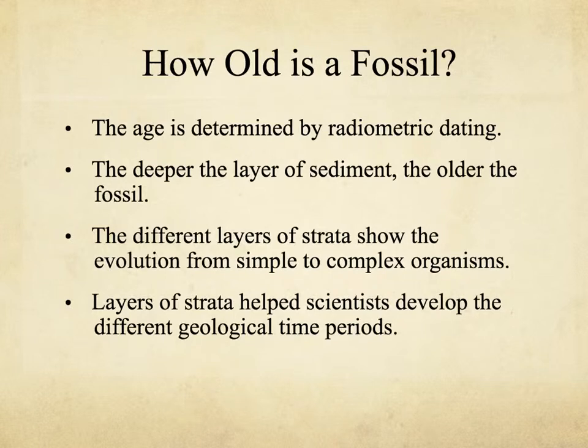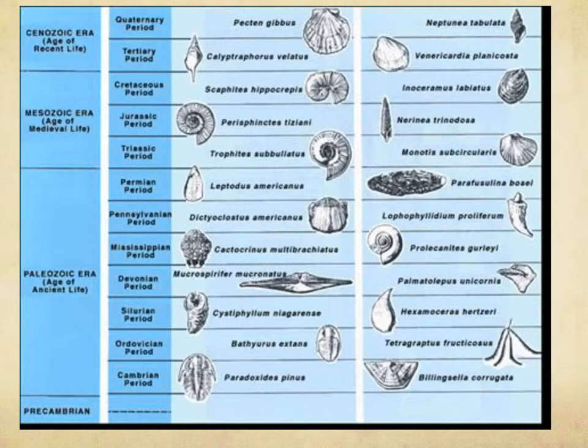The age of a fossil is determined by radiometric dating. The deeper the layer of sediment, the older the fossil. The different layers of strata show the evolution from simple to complex organisms. Layers of strata help scientists develop different time periods in history. These are the geological time periods in history.